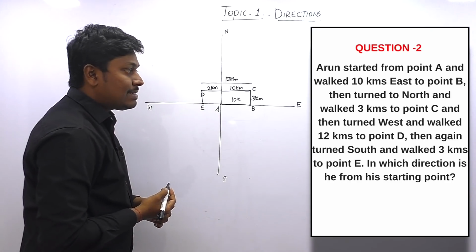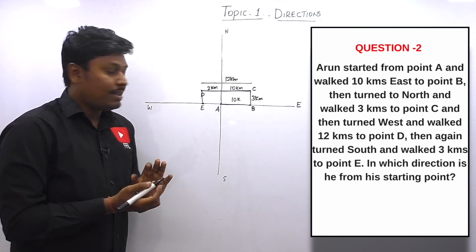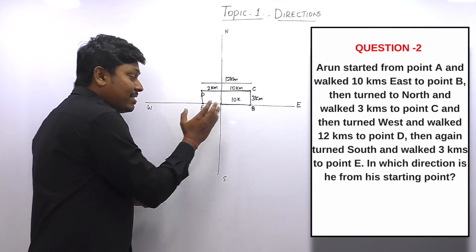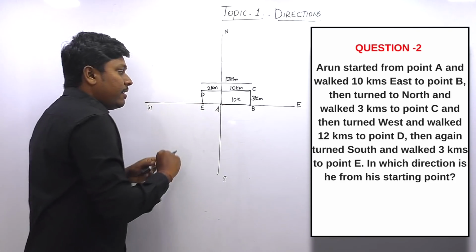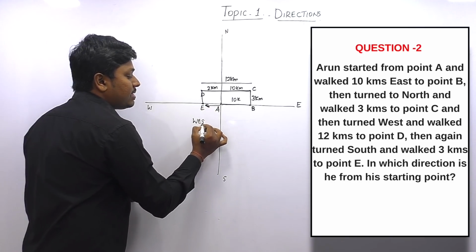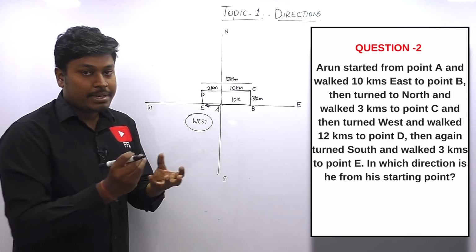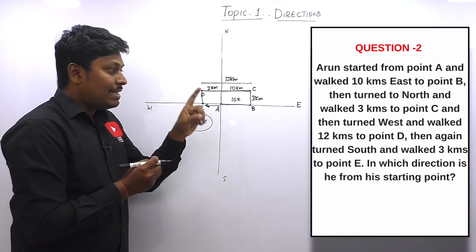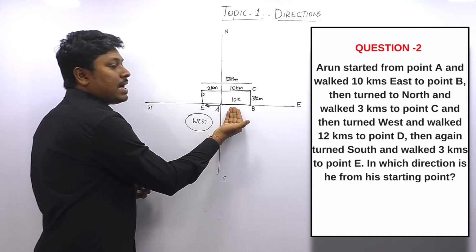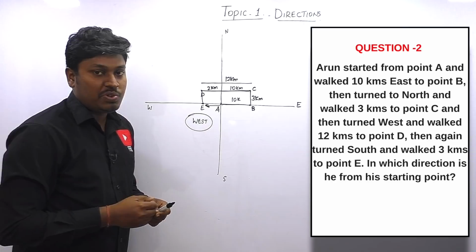In which direction is E from the starting point? Listen carefully. In which direction is E from the starting point? We already know that the starting point is A and E will be the ending point. The question says, in which direction from the starting point does the person end? From the starting point, the person is in the direction west. So the answer for this question is west. So most important, drawing a diagram is easy, but finding the answer you should be a little bit careful. Look at the question: which direction is E from the starting point? A will be the starting point, E will be the ending point. From the starting point, E is in the direction of west. So the answer for question number 2 is west.